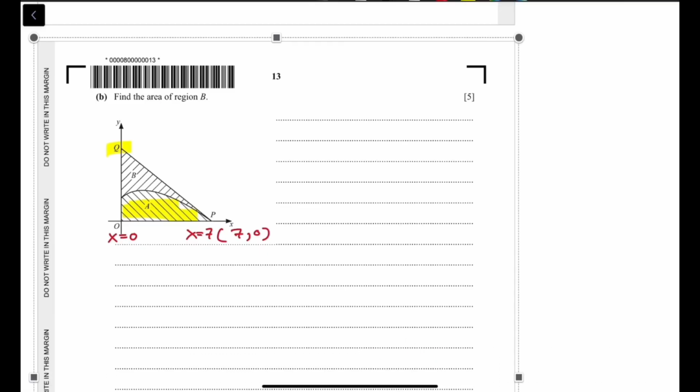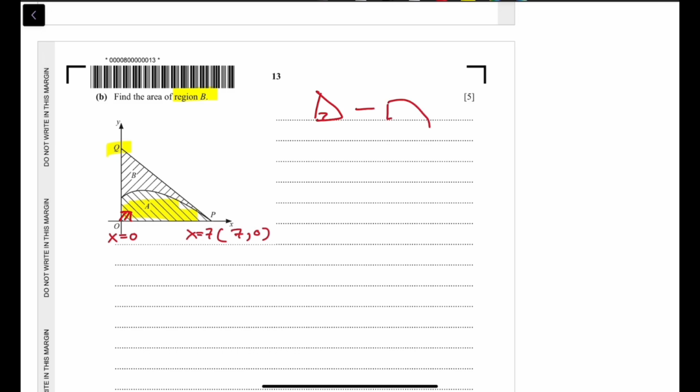Part B asks us to find the area of region B. So I brought down the diagram. As you can see, region B is basically just a right angle triangle minus the curve. So to find the area, we're just going to do this minus that. We know that the curve is 13 units squared. All we have left is to find the area of the triangle. Now, what we can do is find half base times height. That'll be the area of our right angle triangle. We know that OP is equal to 7 units. All we need to find is OQ.